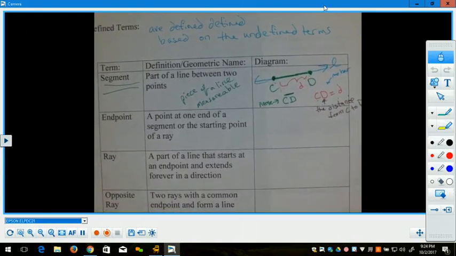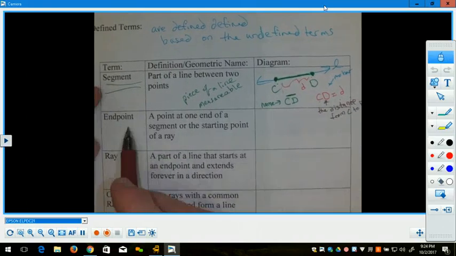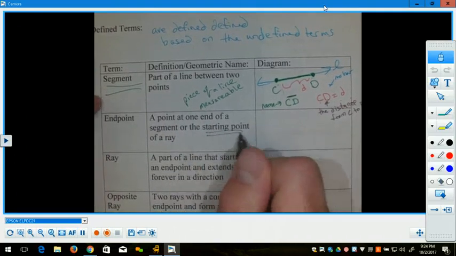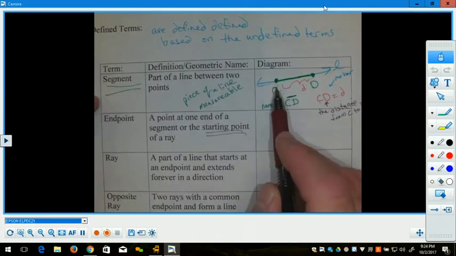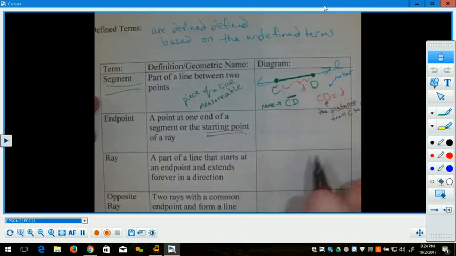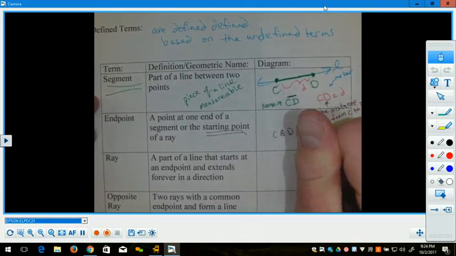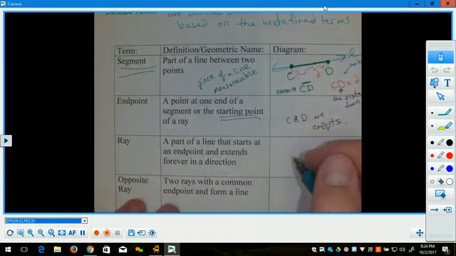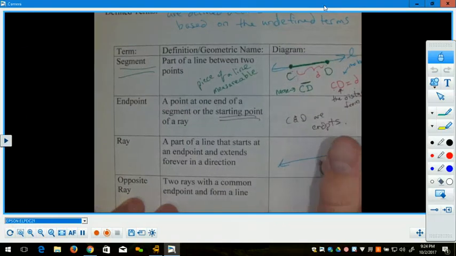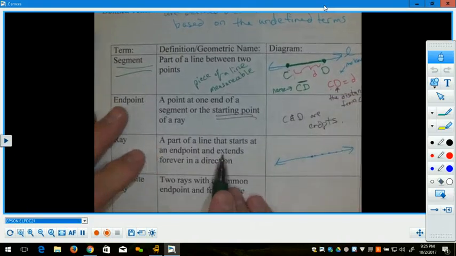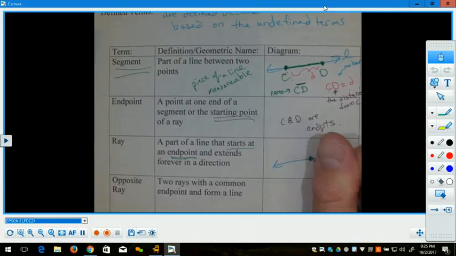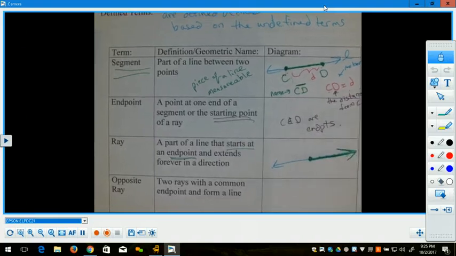An endpoint, well, it seems kind of silly to define a segment before we define an endpoint. An endpoint is one end of a segment or a starting point of a ray. It could be considered a starting point. So if I'm starting at C, even though I'm starting there, it's called an endpoint. So C and D are endpoints. A ray is part of a line. So again, we could have this imaginary line in space connecting infinitely many points that are on the line. However, if we're talking about a ray, we're talking about it starting at a particular point, so a particular endpoint, and extending in one direction forever, not going both ways like the line does.